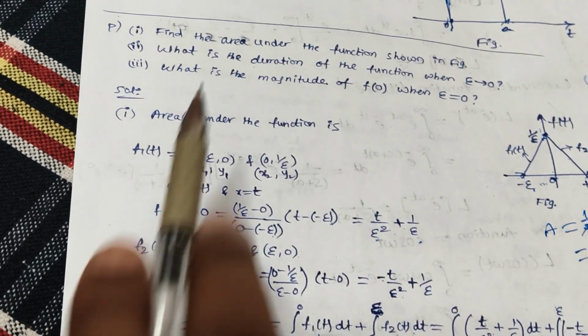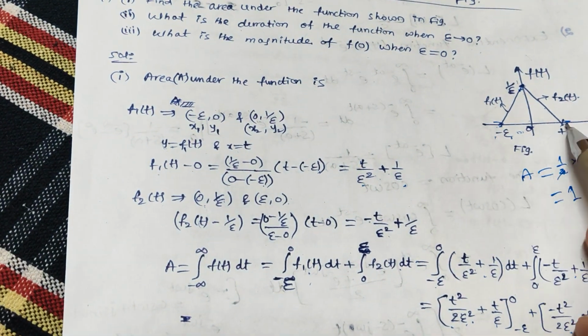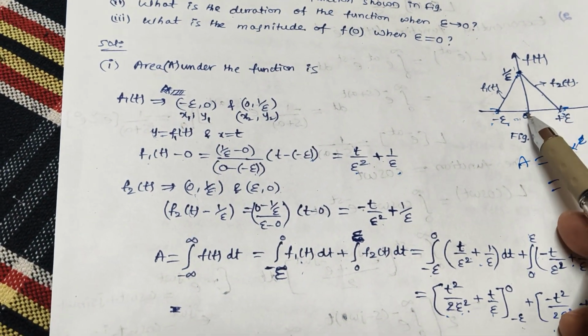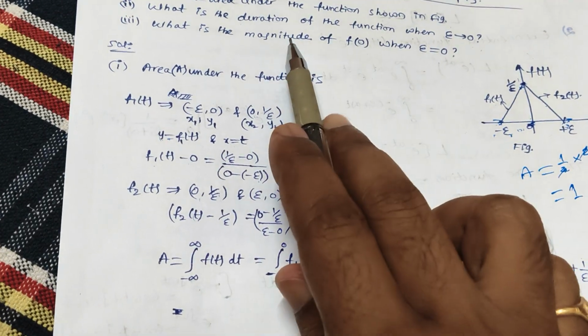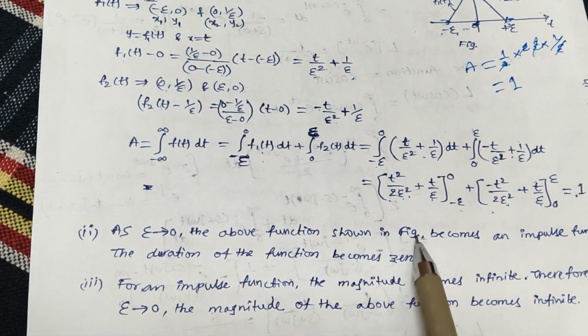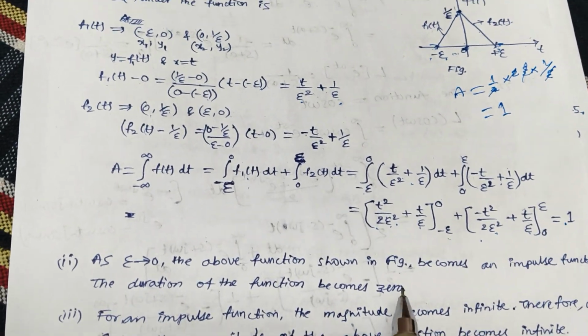And what is the second question? What is the duration of the function when epsilon tends to 0? When epsilon tends to 0, minus epsilon will reach 0, plus epsilon will also reach 0. The duration will become 0. As epsilon tends to 0, the above equation shown in the figure becomes an impulsive function. The duration of the function becomes 0.